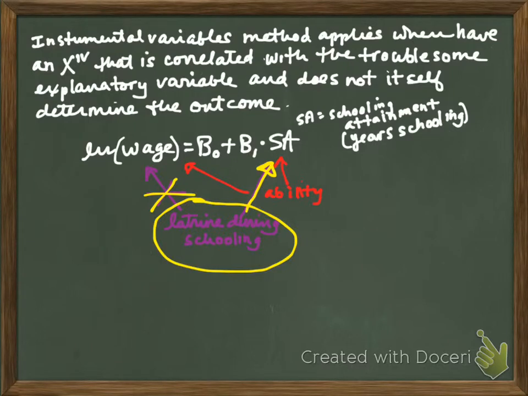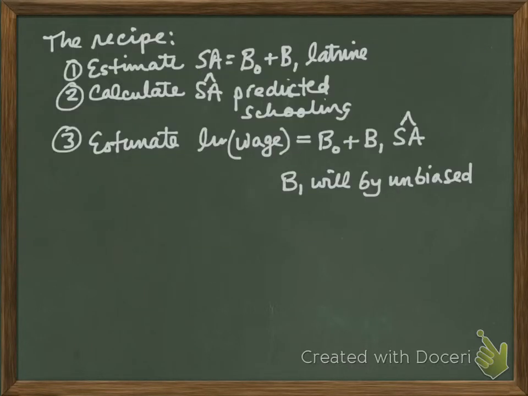So if we have such an instrumental variable, then we can estimate how that instrumental variable, the presence of a latrine, affects your schooling attainment. Then we calculate the predicted schooling attainment, and then we use the predicted schooling attainment in the wage equation, and then the beta 1 that we recover will be unbiased.